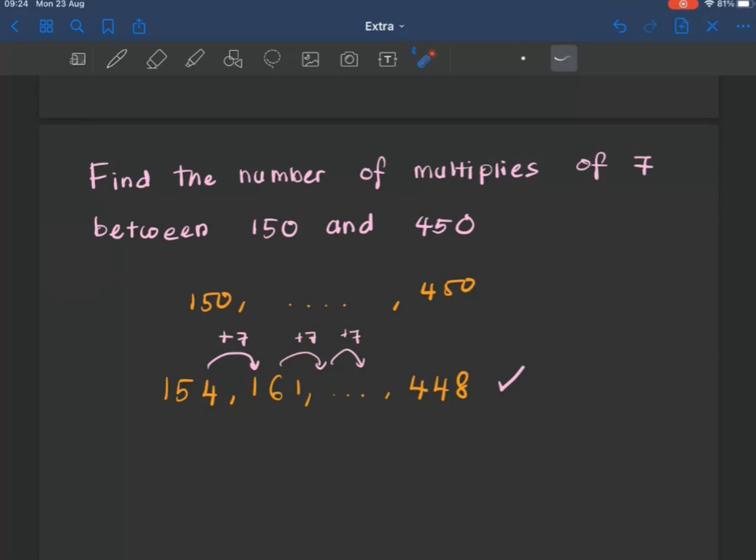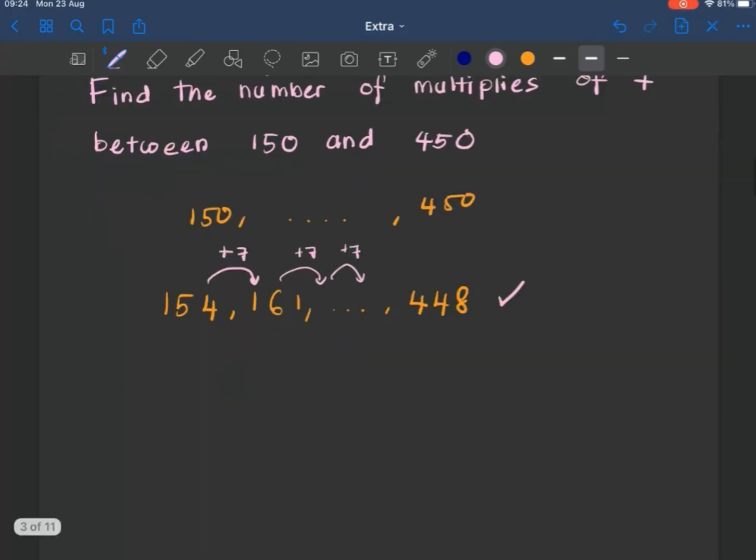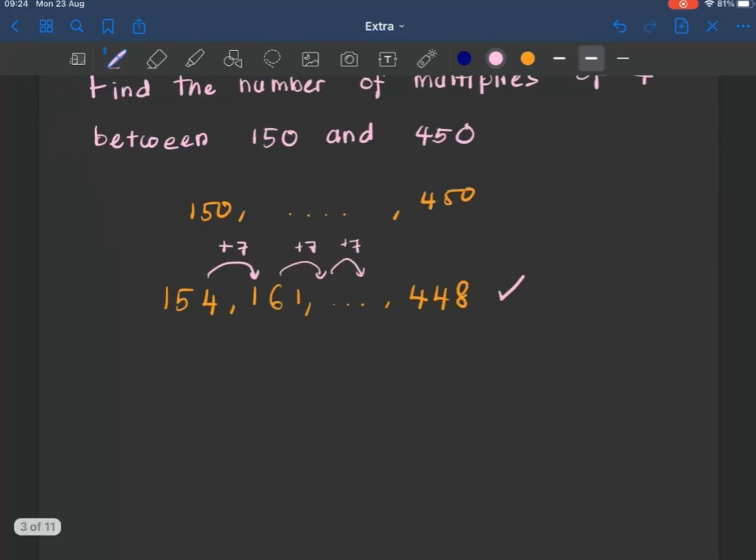Okay, so next, find the number of multiplies of 7. Apa yang kita nak cari lagi? Number of multiplies of 7. Apa yang kamu nak cari? N. Okay, so kita nak cari kita punya N. So apa yang kita ada? Kita ada A, D, dengan SN. Obviously kita ada A 154, D obviously 7 lah. Nama pun multiplies of 7.